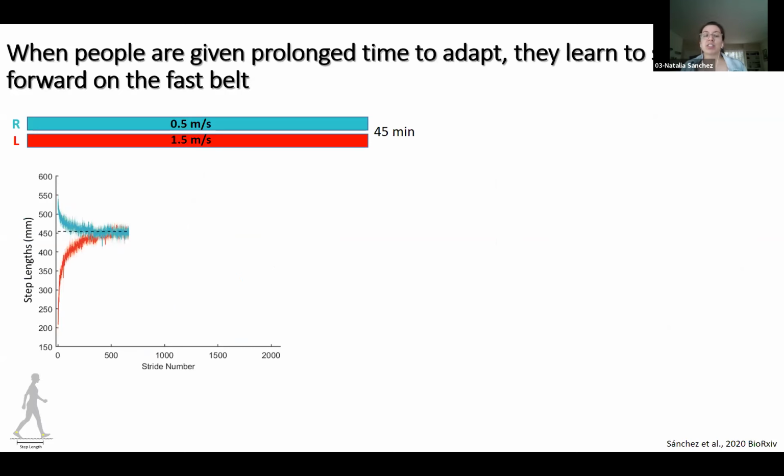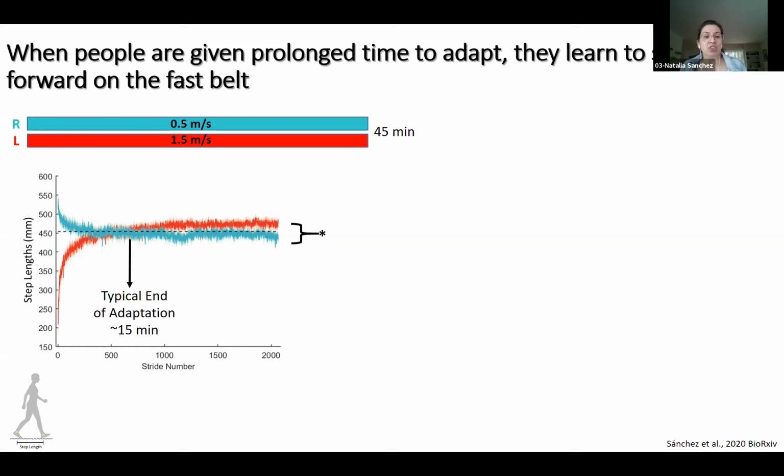We also recently showed, however, that when people are given prolonged time to adapt to a split belt treadmill, they will actually learn to step further forward with the leg on the fast belt. So in our protocol, we had people walk for 45 minutes at a split belt ratio of 3:1. First we see that the step lengths on each leg, where blue would be slow and red would be fast, converge towards equal values around 15 minutes, which is what has been shown in the literature.